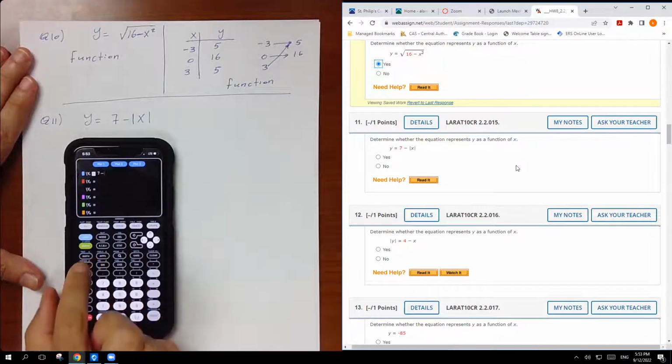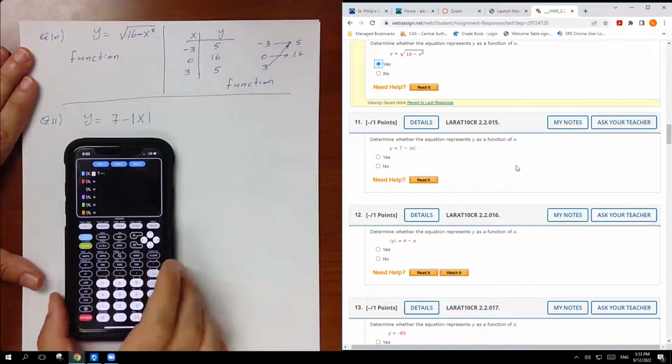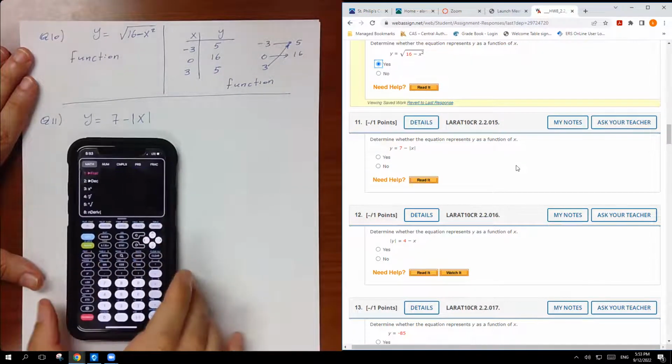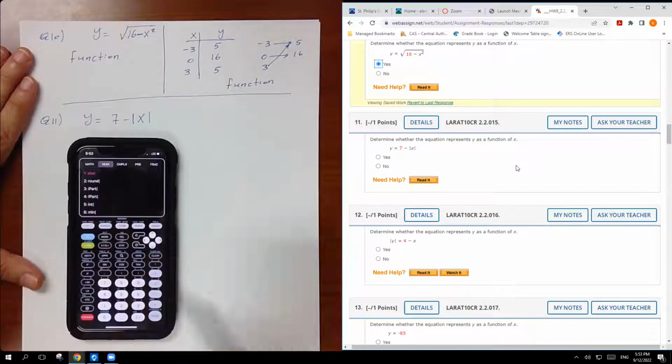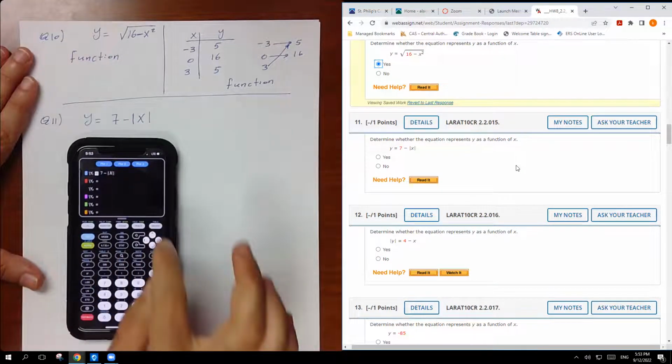You're going to click on math. Here's the math menu. Under NUM, the numbers, the first one says ABS. Click on this one. It's going to be the two lines, which is the absolute value. Now we're going to put down the x. And let's graph it.